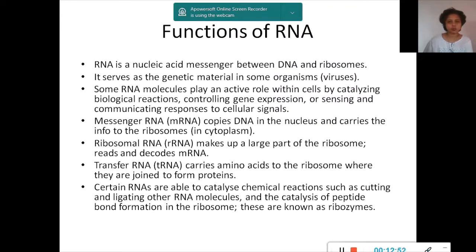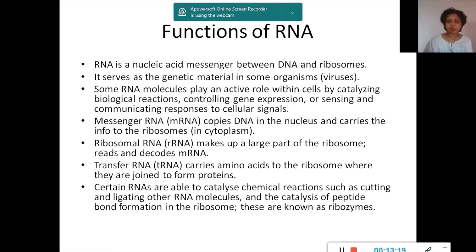So we need to conclude what the functions of RNA are. RNA is a nucleic acid messenger between DNA and ribosomes. It serves as genetic material in some organisms such as viruses. And some RNA molecules play an active role within the cell by catalyzing biological reactions, controlling gene expression, and sensing and communicating responses to cellular signals.